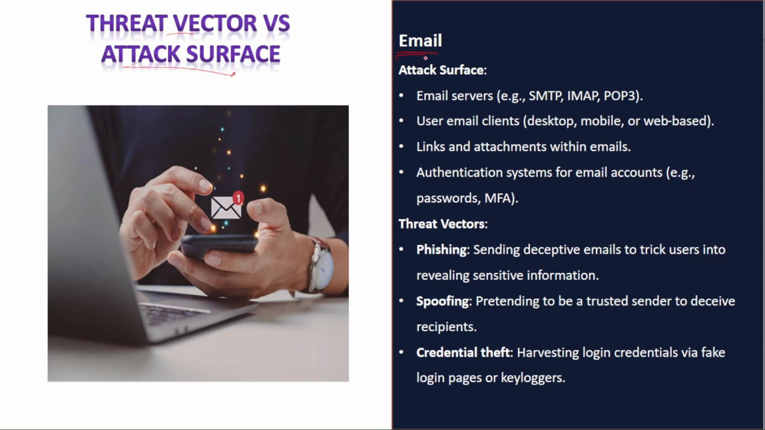First one is email. So what is the attack surface of an email? These may include the email servers, for example, SMTP, IMAP, and POP3. All of these have different port numbers on which these email servers work. So this is an attack surface. Instead of exploiting the individual clients, the attacker may directly compromise the email servers.